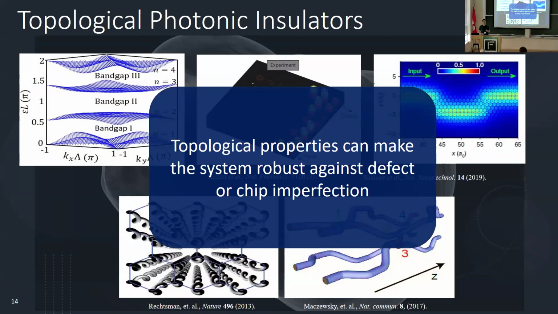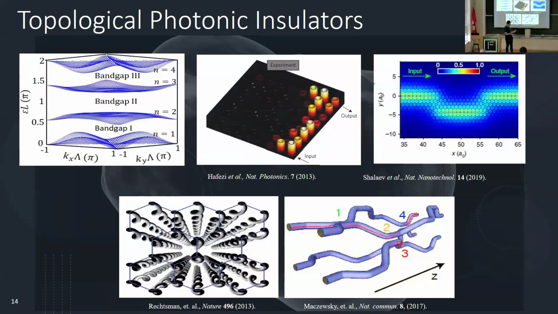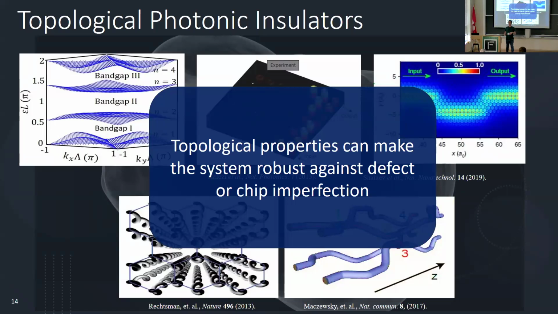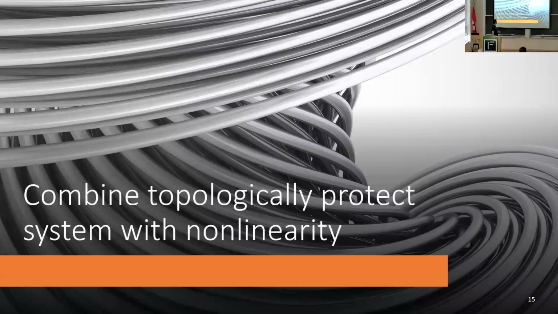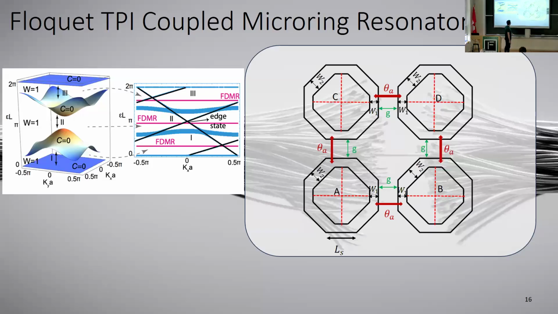That's where we want to combine the nonlinearity in the chip with a topological system, and based on that, design a chip which can give you better performance in terms of photon pair generation. How can we do that? The main goal here for me is combining topology with the material nonlinearity we have, like in silicon, for example. So what is the system we try to build?